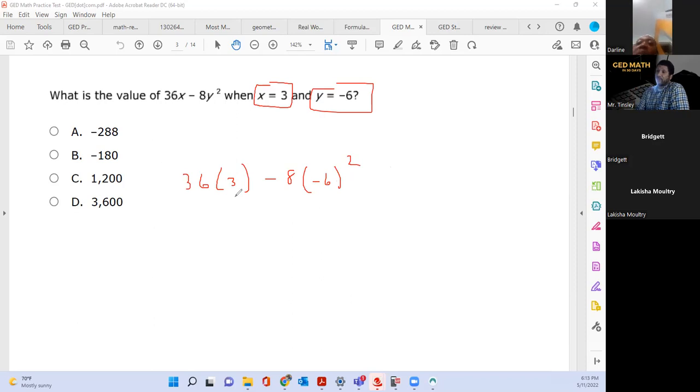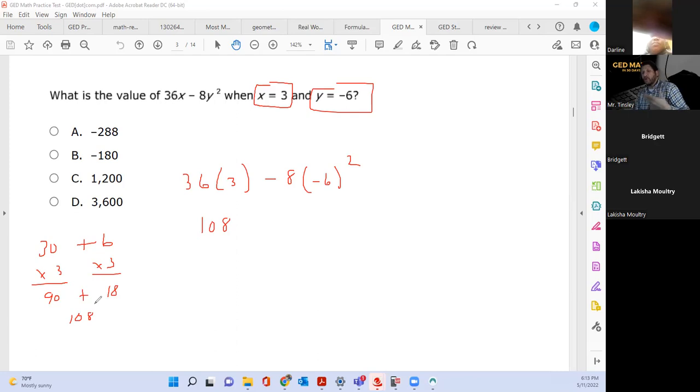So we have 36 times 3. Does anybody know what 36 times 3 is off the top of your head? 108. What you should have said was 36 is made up of 30 and 6, and multiply each of them by 3. You want to do mental math as much as you can. Add those together, you get 108. Why? Because the more you do mental math, the more confident you will be. Now, you can still use your calculator. 36 times 3 is 108.